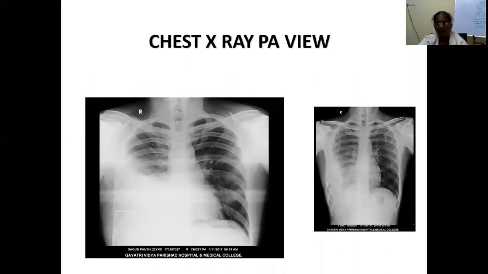Again, this is the chest X-ray that will show a normal pleural effusion. When there are loculations, the X-ray will be like this. There is some concavity, some convexity in the chest X-ray.